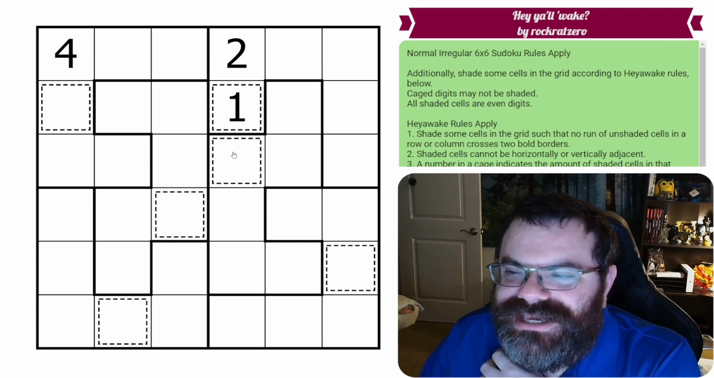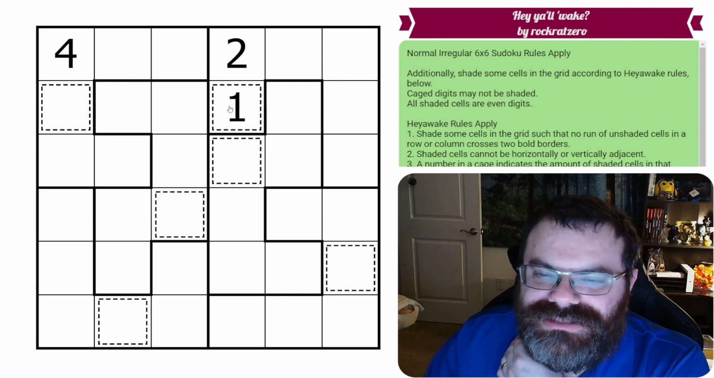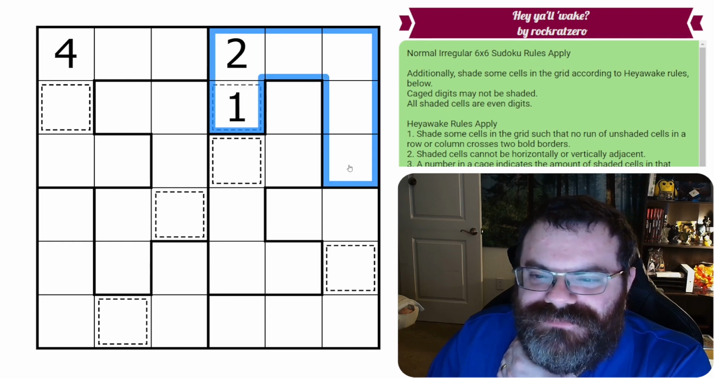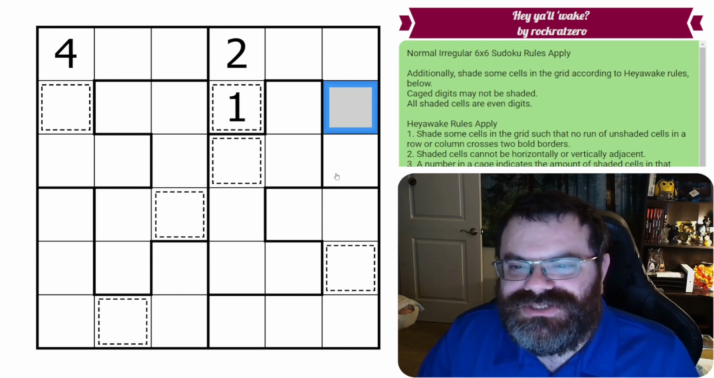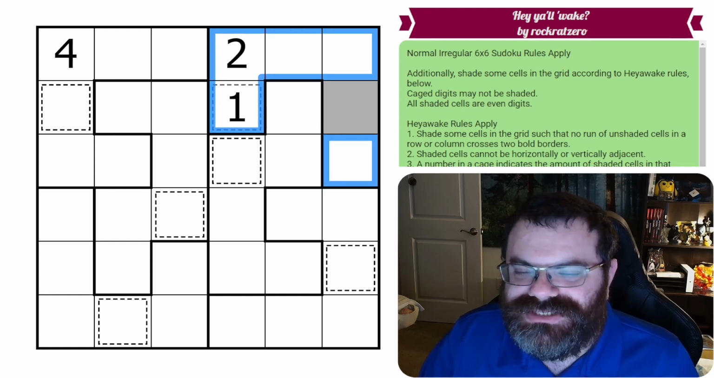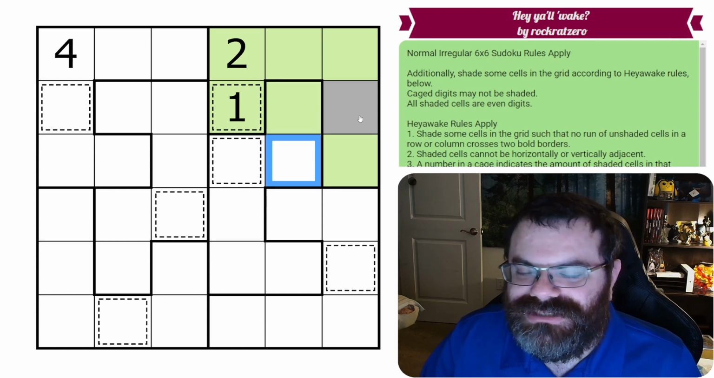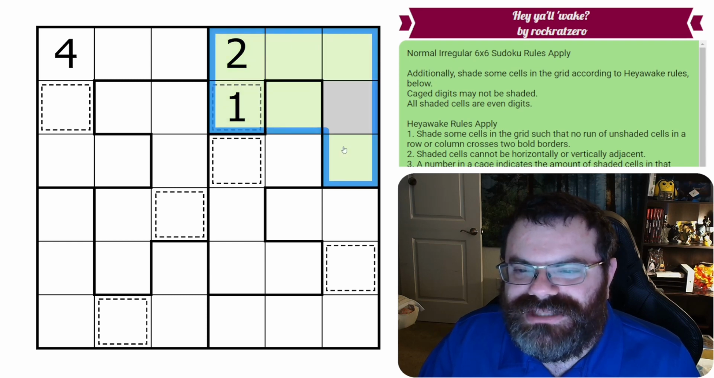Additionally, a number in a cage indicates the amount of shaded cells in that region. So this one, we know the number. This is a 1. That's in this cage. So each region has one cage in it. And the number that we fill in it is going to be the number of shaded cells. So I could shade, say, this one. And as soon as I did, because we know there's only one shaded cell, we're going to change all of those to green. And we're also going to make this one green because of the previous rule. And so this one shaded cell would make all of these green because we know there's only one shaded cell in that region.